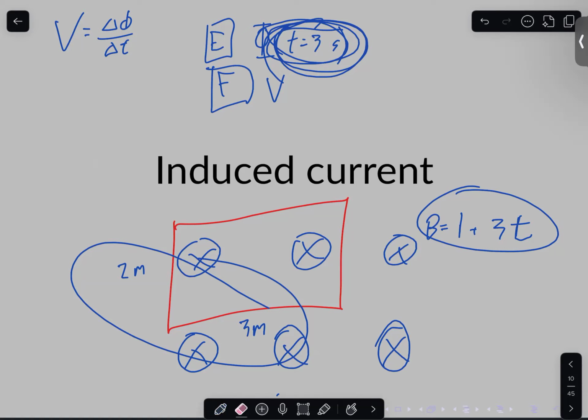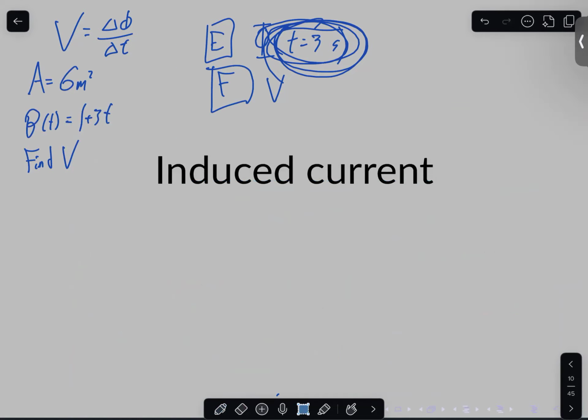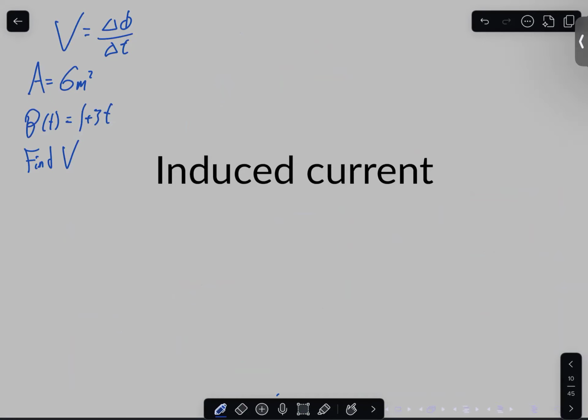First off, let me write down: area equals 6 square meters. Magnetic field as a function of time is 1 plus 3t. And our goal is to find the voltage using Faraday's law. So, what's the law? Lay down the law. The rate of change of flux, and flux is area times field. The big mistake that I think most of y'all made is to say, I know what the flux is at 3 seconds, so the rate of change of flux must be flux divided by time. No, niet, nein, nichts.